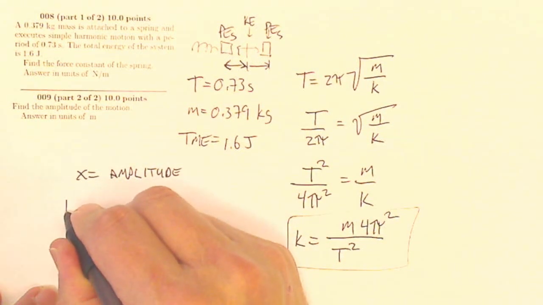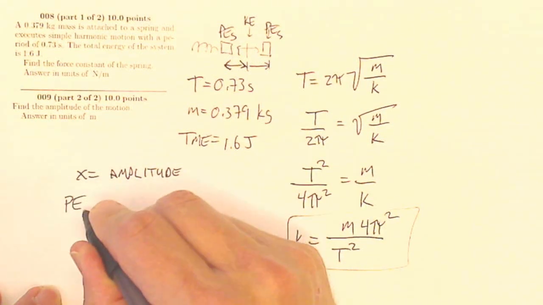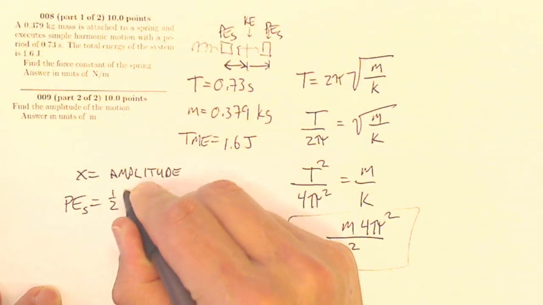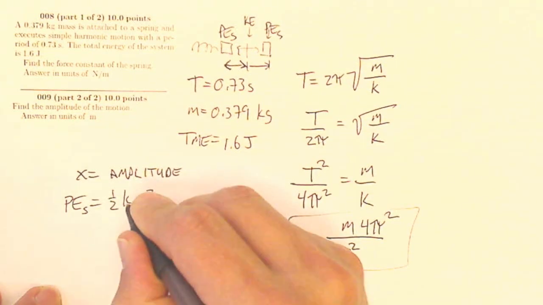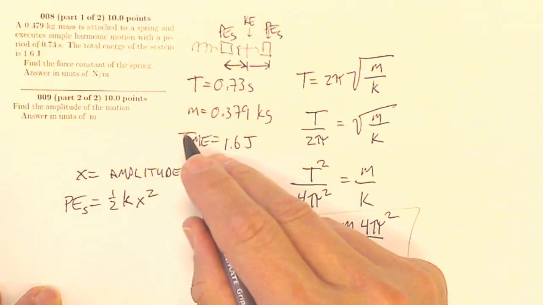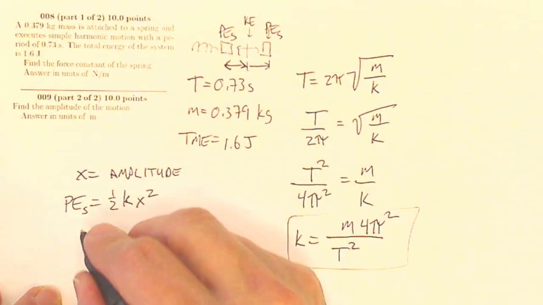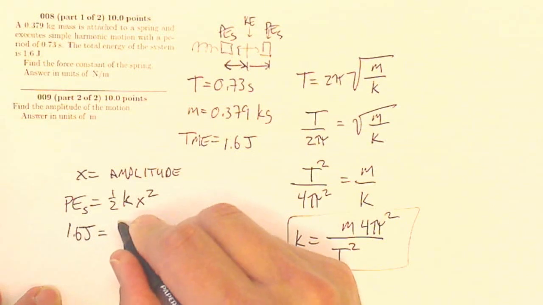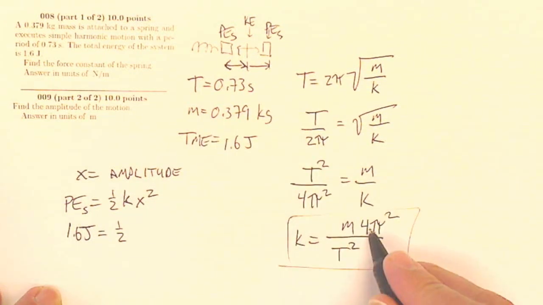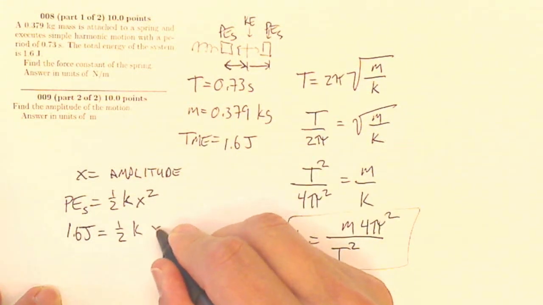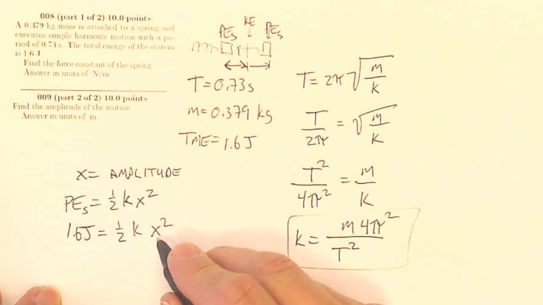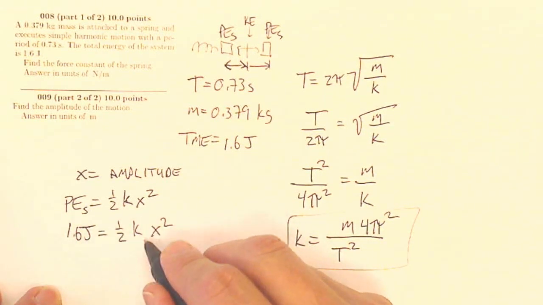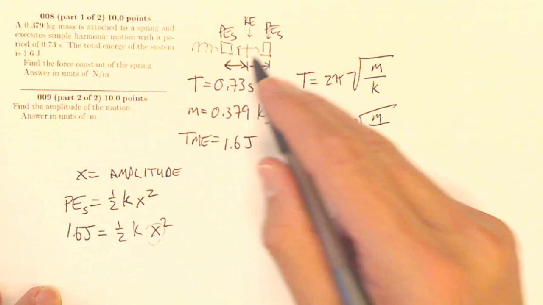So I've got my PE of the spring is going to equal 1/2 kx squared. Well, I know my PE of the spring is my total energy, because at this point it's all spring. So I've got 1.6 joules equals 1/2 of my spring constant, which I got from over there, times x squared. And you can solve this for x to get your distance that is the amplitude of the motion.